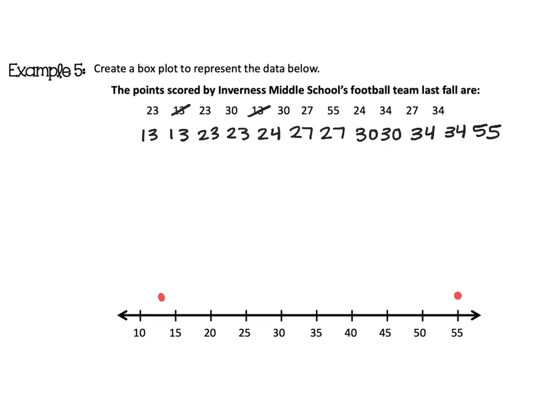Next, I'll need to find the median, and I'm going to do that by finding the middle data point. So if I group these, the middle actually exists right between 27 and 27. And I know that 27 plus 27 divided by 2 is just 27. So my median is going to be 27.